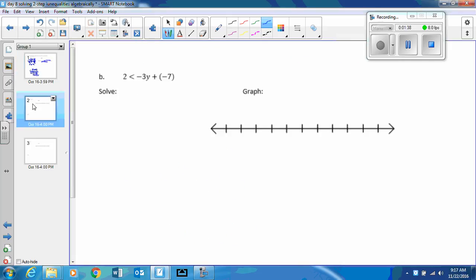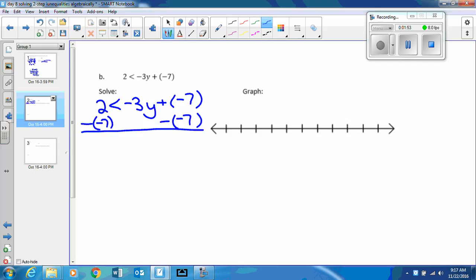Looking at our next example, 2 is less than negative 3y plus negative 7. I would undo the adding negative 7 by subtracting negative 7 from each side. On the left side, 2 minus negative 7 becomes 9, is less than negative 3y.